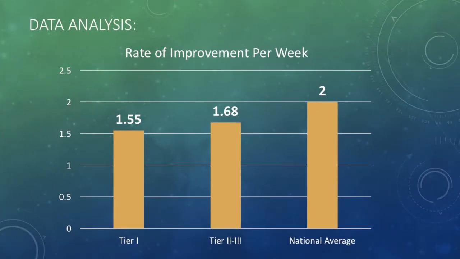The rate of improvement per week is shown here. The national average for students scoring in the average category is 2 words per week. Both groups did not meet the national average. However, they both increased by more than 1.5 words per week during the study. In Tier 1, they increased by about 1.5 words per week, while in Tier 2 and 3, they advanced by 1.68 words per week.